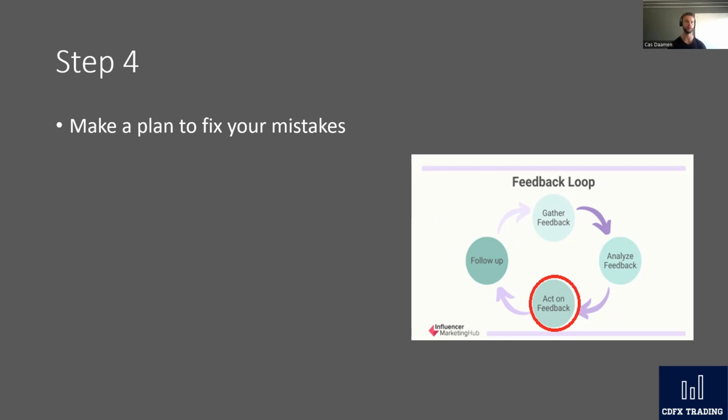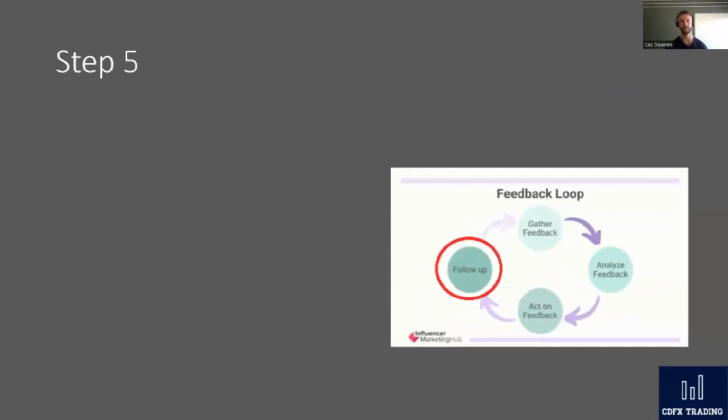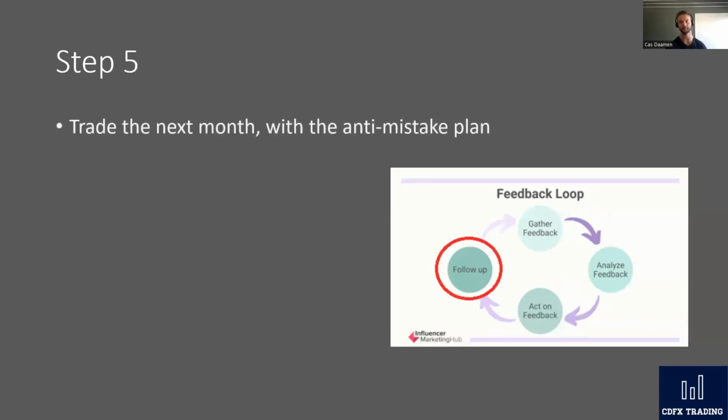You pick the plan that you think is best, and then you go to step 5, which is the next month. You're going to trade with the anti-mistake plan. So the anti-mistake plan is the plan you made to prevent you from making the mistakes you made last month. And do you see how quickly you progress if you do it like this? And then you gather data again, and you're full circle.